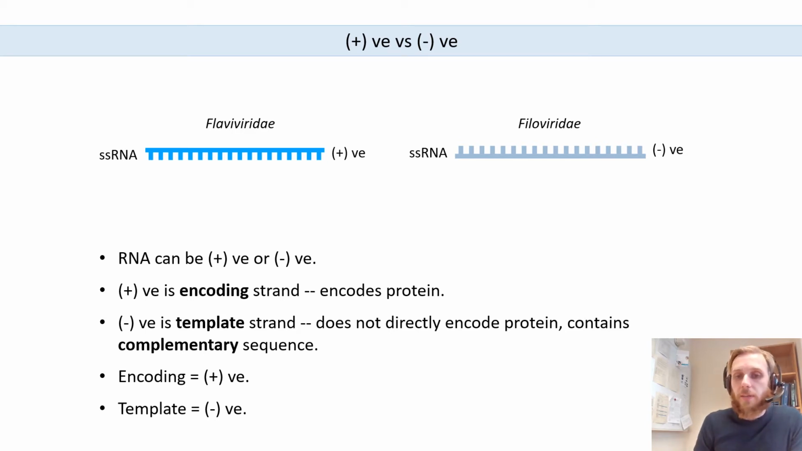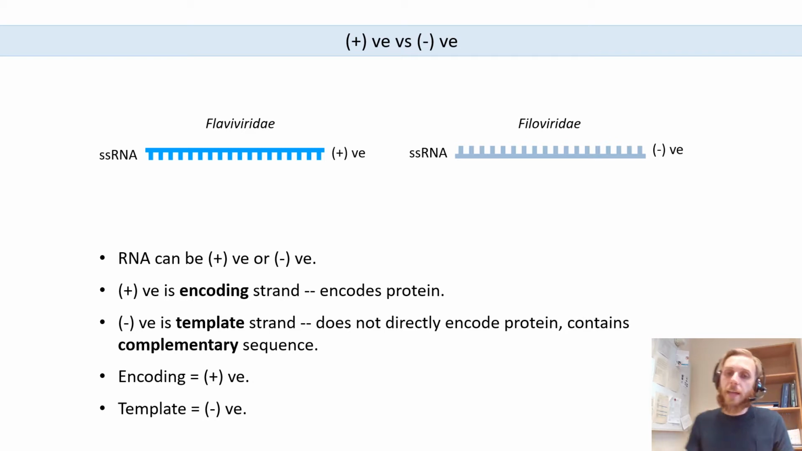Again, just a reminder, this is what we mean by positive and negative. By positive, we mean encoding. We mean it contains the direct information that can determine the amino acid sequence found in proteins. Positive RNA is therefore the same as mRNA. It's RNA that can be used by host translation machinery to produce protein. So it's RNA that can be translated.